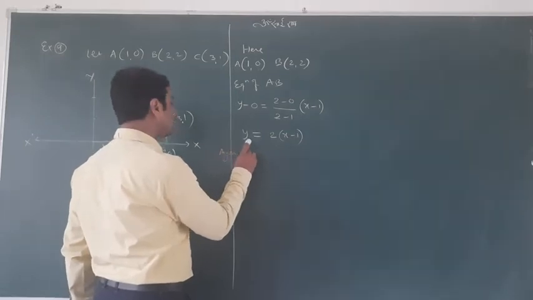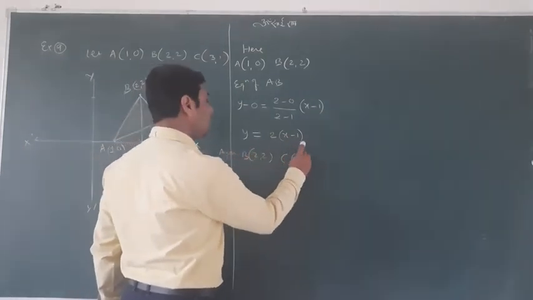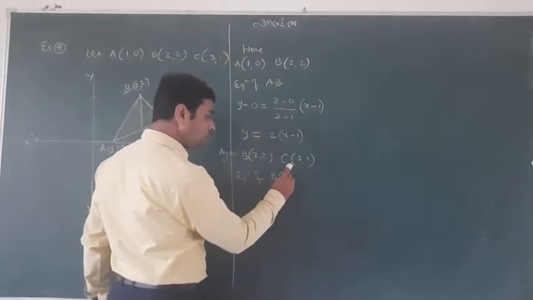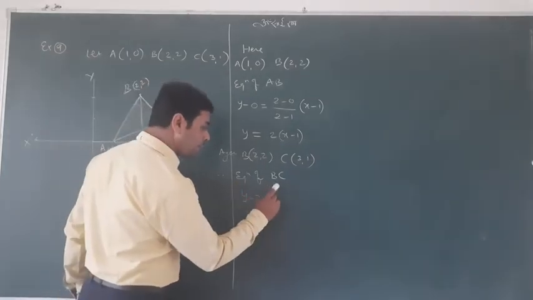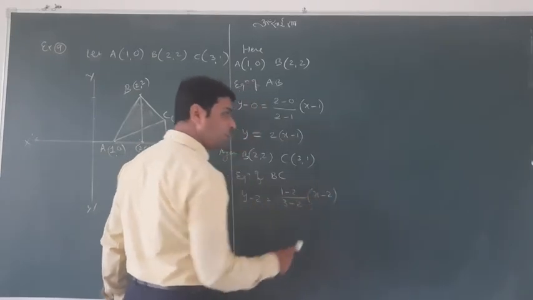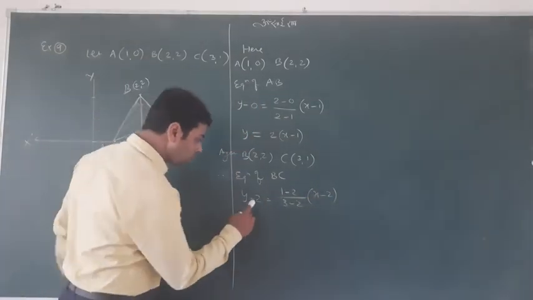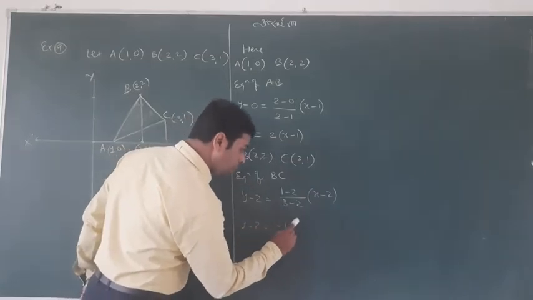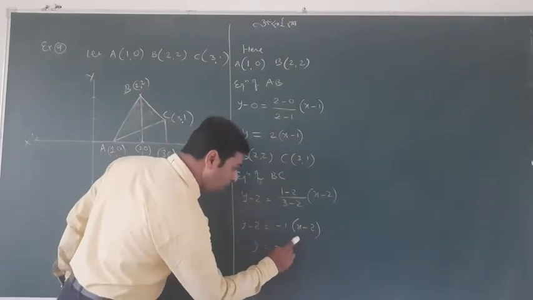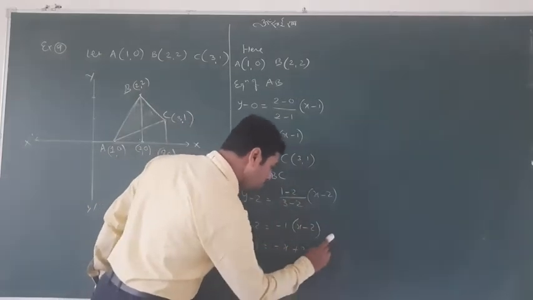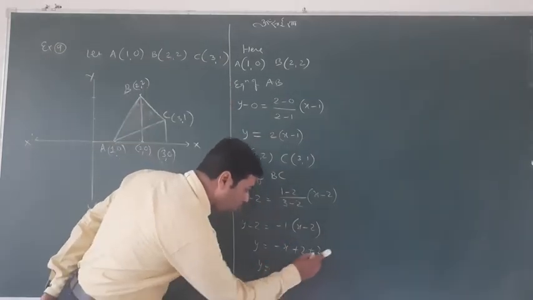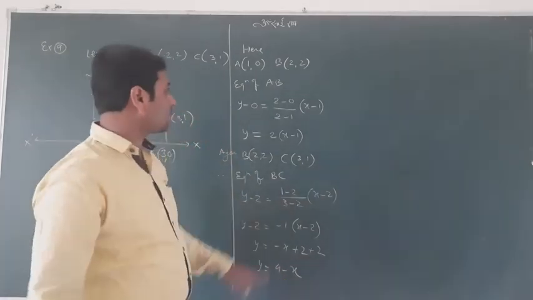Now I will find BC. Again, B is (2, 2) and C is (3, 1), and I will find the equation of BC. y minus y1 equals (y2 minus y1) over (x2 minus x1) times (x minus x1), so y minus 2 equals minus 1 times (x minus 2), y equals minus x plus 2 plus 2. Can you see? Minus x plus 2 and plus 2, I got y equal to 4 minus x. This is the second line.